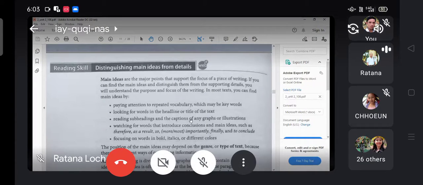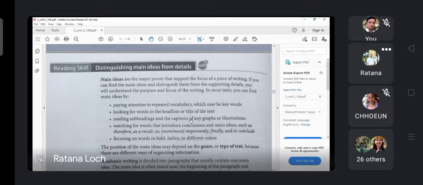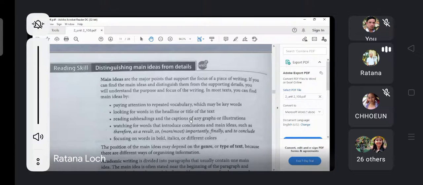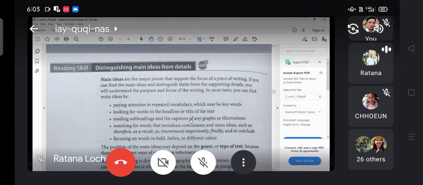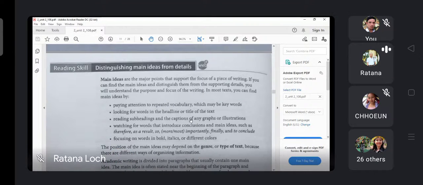Every essay has main ideas, right? Every research, even an advertisement, a job announcement, any paper, any outlet, any kind of information. They have main ideas that you have to focus on. But why do they have to have the details?